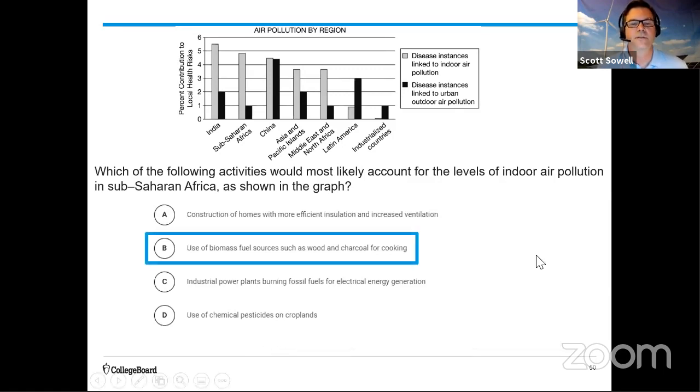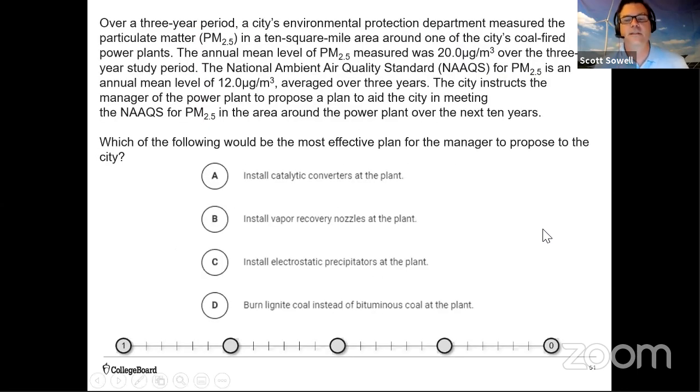And our correct answer is B here. Use of biomass fuel sources such as wood and charcoal for cooking. All right, let's take a look at this last question together.